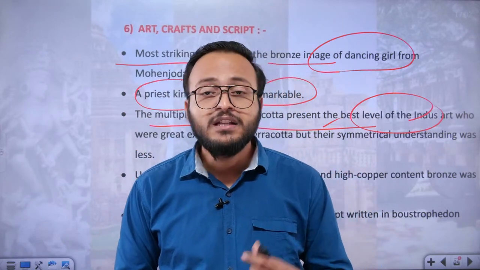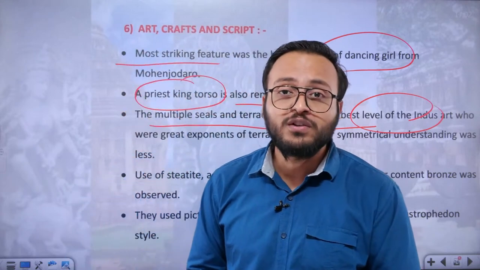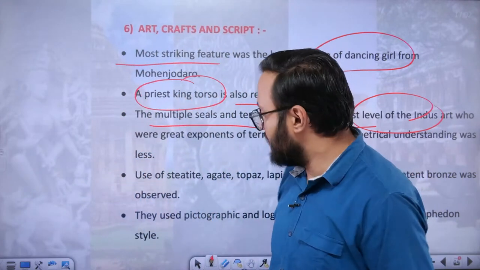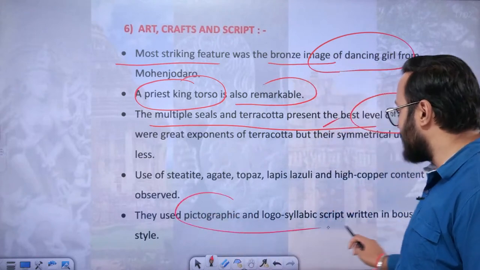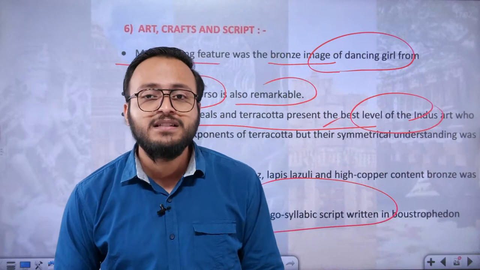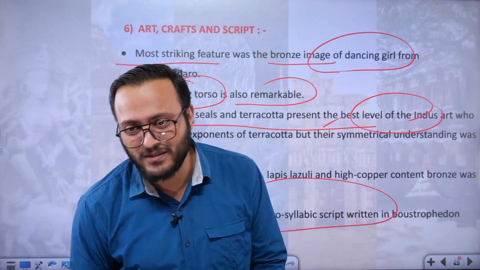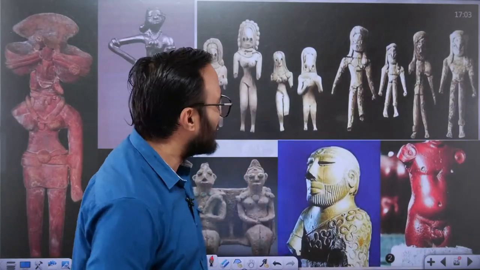Okay, they were also having the great knowledge related to the use of the metals. So here we can also see the pictographic script that they were using, that was basically a logosyllabic script. That means they were using the images even in their script also, right? So overall, you can see these pictures.